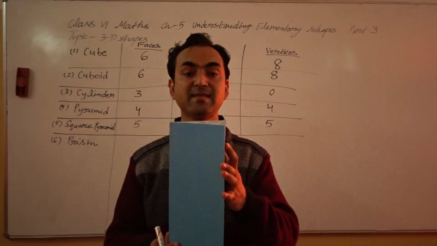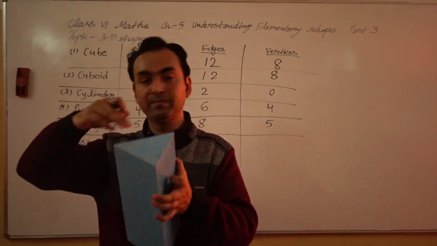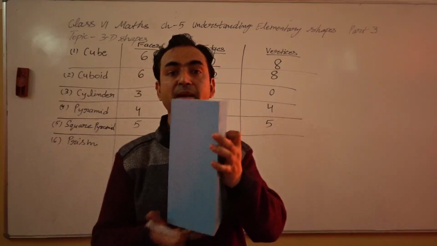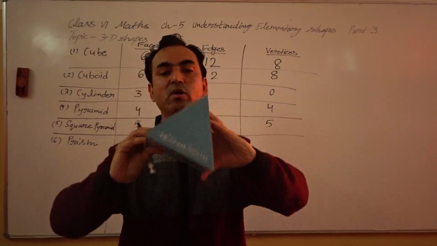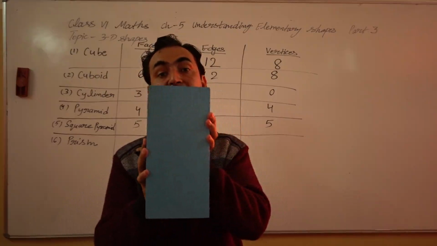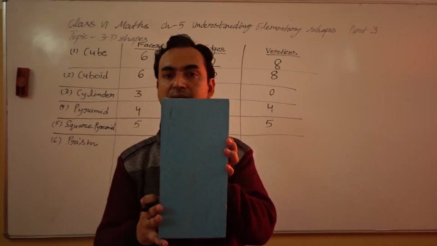There is a special face. The top and bottom are triangular. You can see the top is a triangle and the bottom is a triangle, and the other faces are rectangles. Clear?